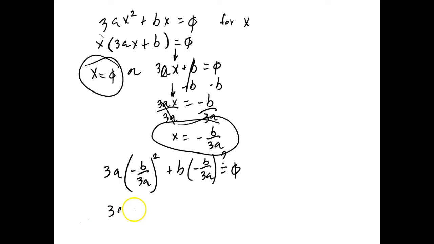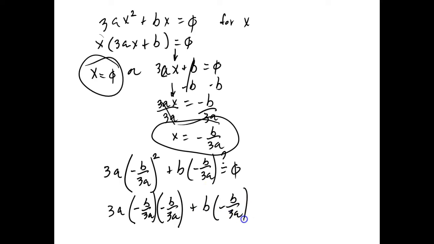is to write this as minus b over 3a times minus b over 3a, right? That's what minus b over 3a squared means, multiplied by itself. Plus b times minus b over 3a. Is that equal to 0? That's our question. That's what we're trying to see.